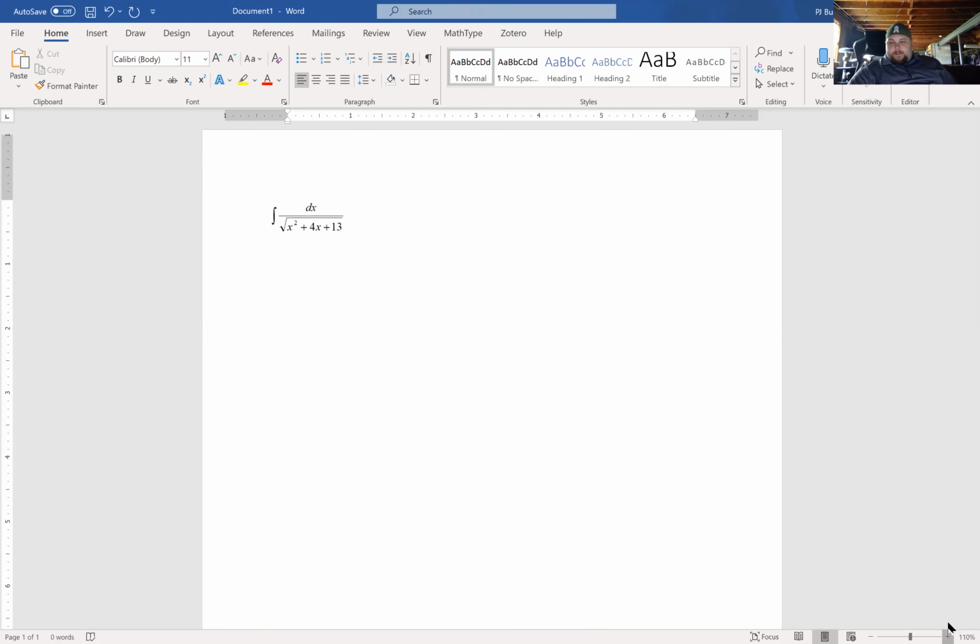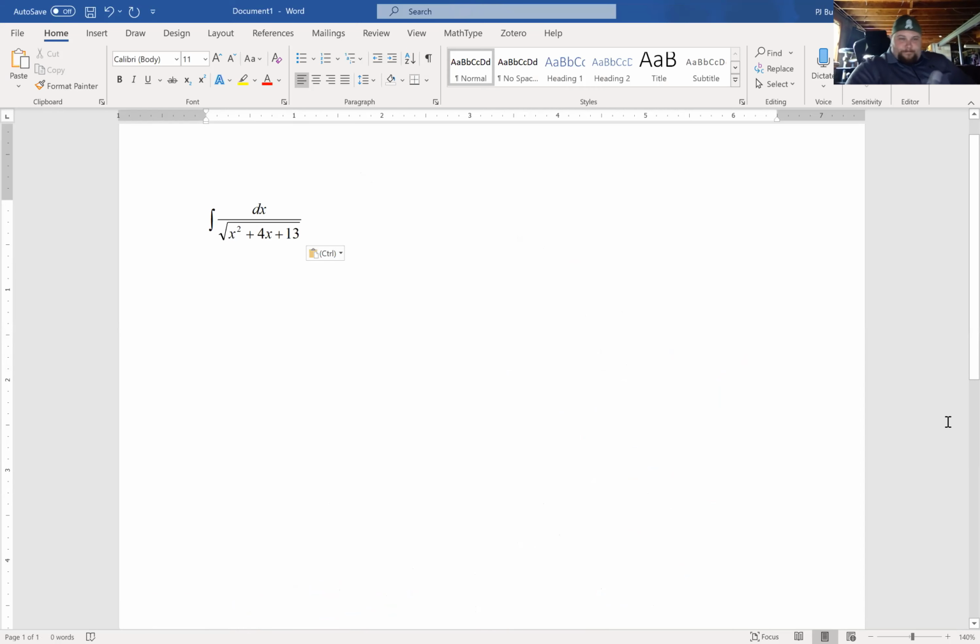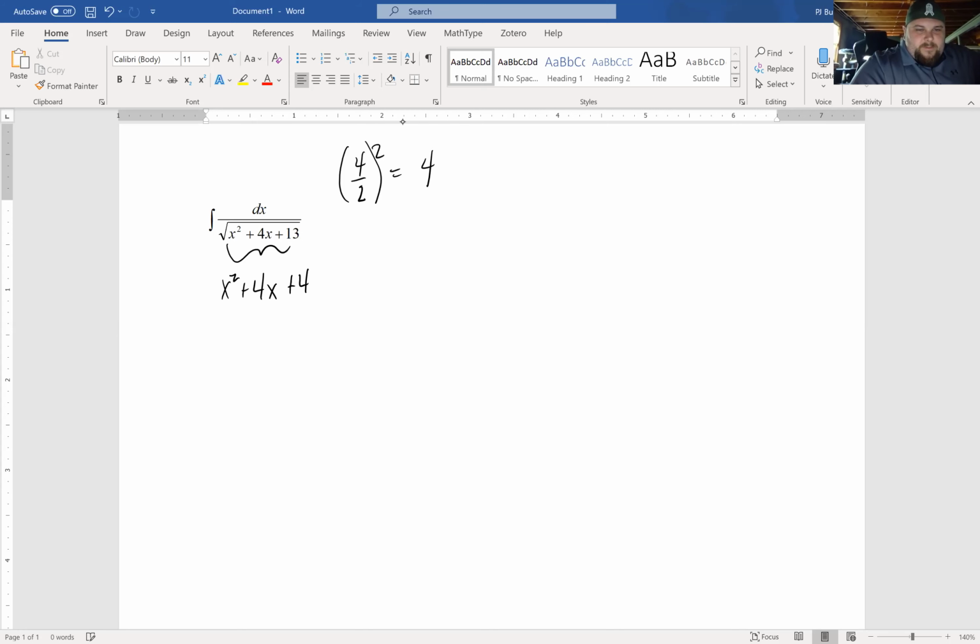Okay. So let's see. So yeah, this doesn't factor nicely, so we can't get it out of the radical. So completing the square is probably our best option. If we would take the 4 divided by 2 and square it, that would give us back 4, right? And so if I add 4 and subtract 4, that should get us what we need.